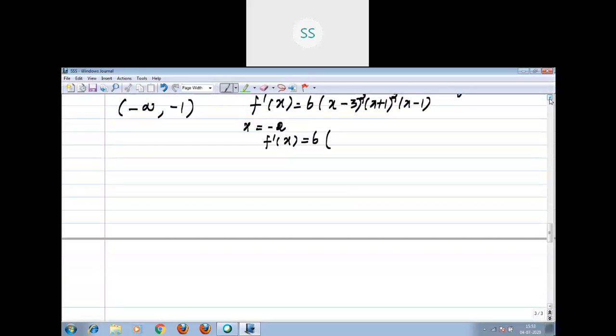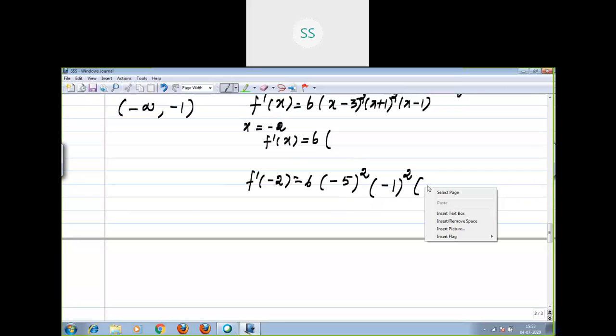You will get it as positive, right? Now f dash of minus 2 equal to 6 into (minus 5) the whole square, because x minus 3 is minus 2 minus 3, minus 5. Next, what is it? X plus 1 means minus 2 plus 1. You get minus 1 the whole square. Then x minus 1: minus 2 minus 1, what will you get? Minus 3.